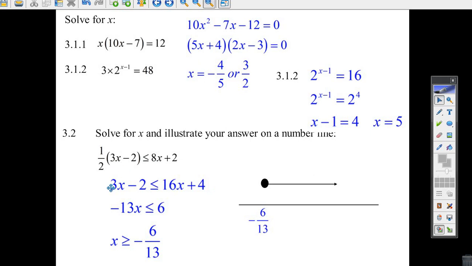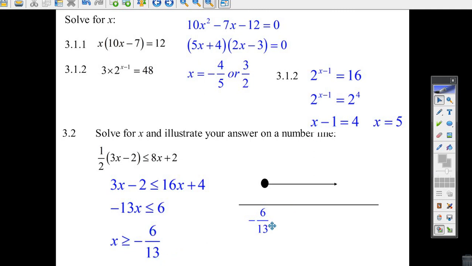Now I subtract 16x from both sides: 3x minus 16x, I get minus 13x. 16x minus 16x is 0. Add 2 to minus 2, you get 0. 4 plus 2 is 6. Then divide by negative 13. But if you divide by negative 13, you've got to remember to change the direction of the inequality. So your answer is x is greater than or equal to minus 6 over 13.